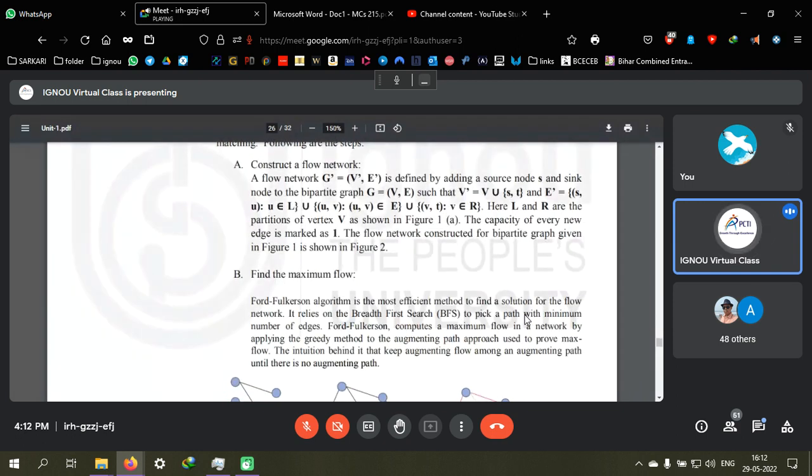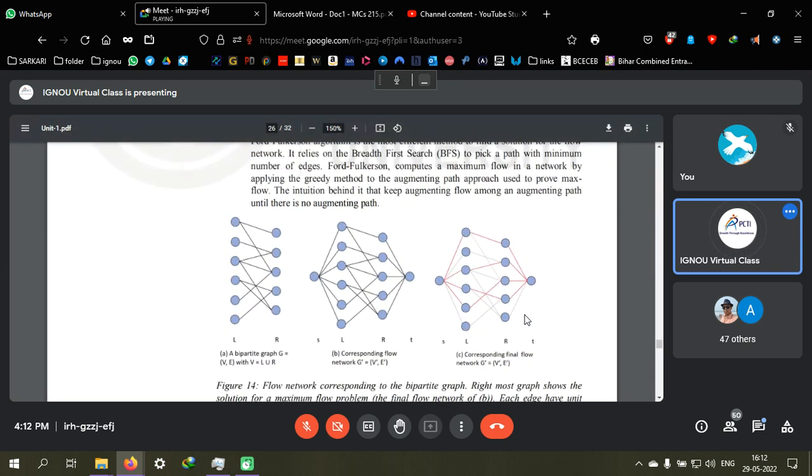So how to construct a flow network? A flow network is always represented by G dash, equals V dash comma E dash. That means we have to add an additional source node and a sink node to the bipartite graph. So here we added the additional starting node S and the final node, and connect each and every node with this.